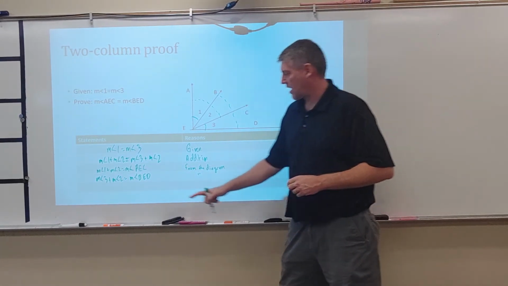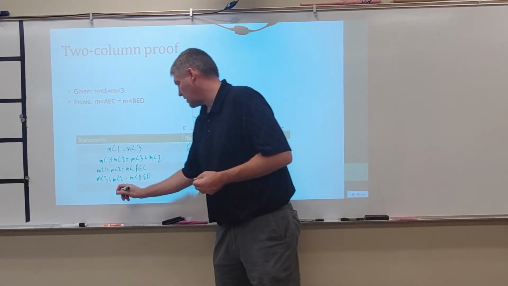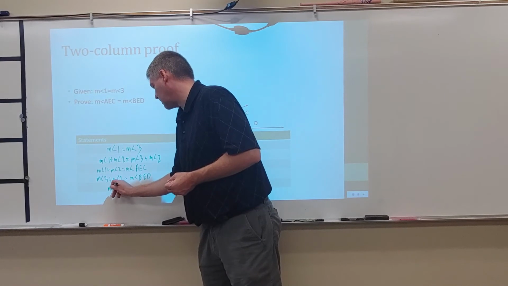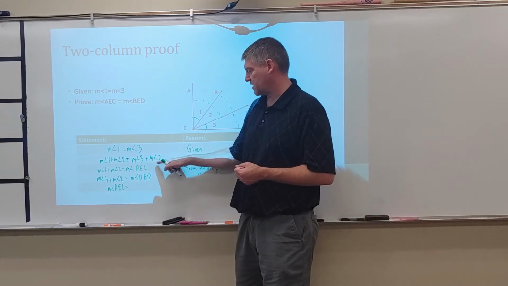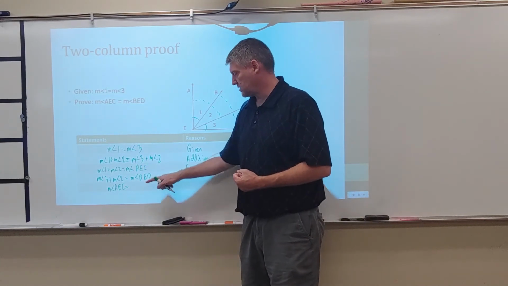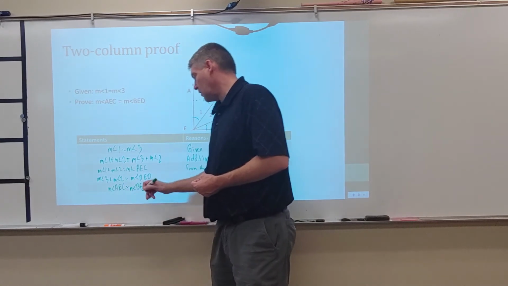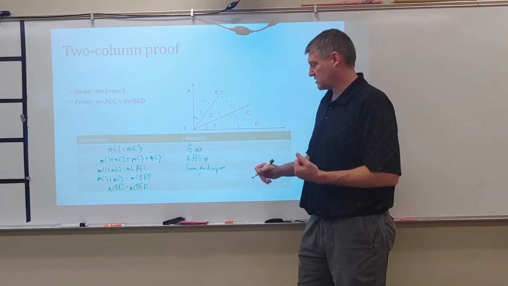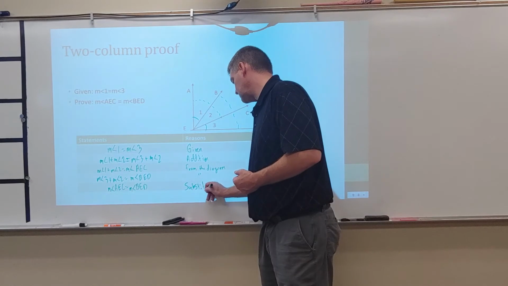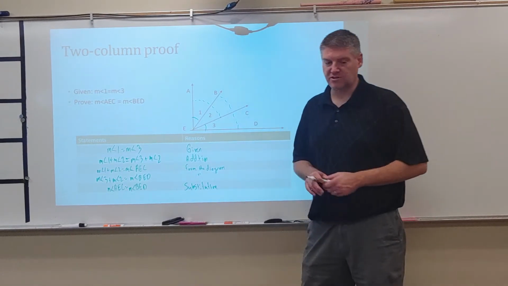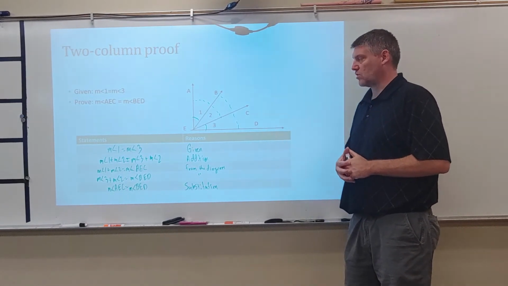Now, here I have measure of angle 1, measure of angle 2. Well, what is that equal to? Well, that's equal to AEC. So measure angle AEC is equal to, well, I have measure angle 3 plus measure of angle 2. Well, what's that equal to? It's equal to measure of BED. Well, what did you do? All you did was substitute. So this is substitution, because you're just substituting what those are equal to. Right? So that's a quick kind of example of a two-column proof.